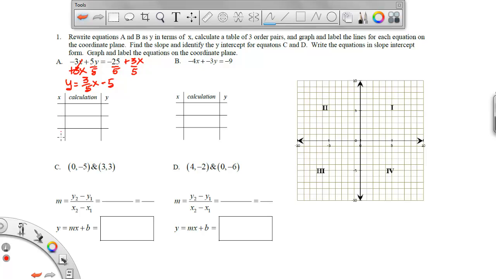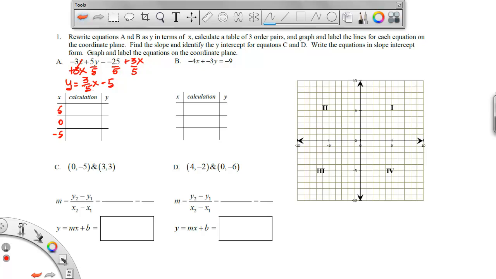So I have to get 3 values. Remember, if I'm doing a table of 3 values, I want to look at the denominator and choose multiples of the denominator. In this case, it's 5. So I'm going to choose 5. We always want to choose 0 to make sure we get the y-intercept, and then we're going to choose a negative 5.